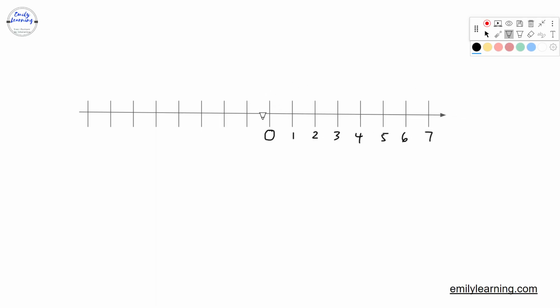So on the left-hand side of 0, the number should be smaller than 0. So numbers that are smaller than 0 are negative numbers.